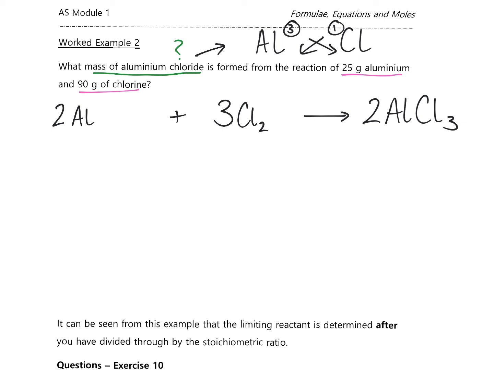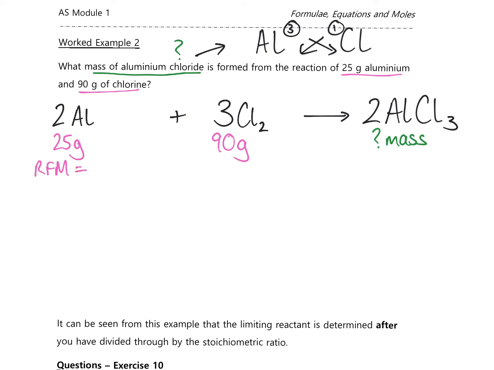So just as we did before, and you can go ahead and do this, write the information you've been given underneath the equation. So put a question mark mass underneath your aluminium chloride. You've got 25 grams of aluminium and you've got 90 grams of chlorine. So let's work out our RFM of all of these things.